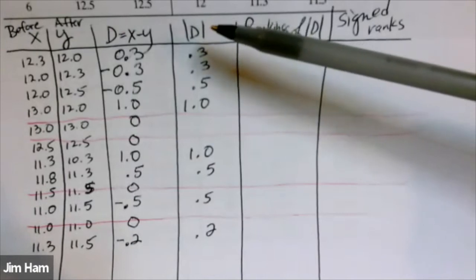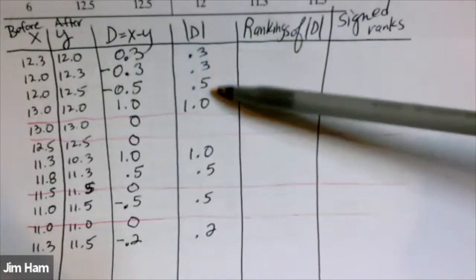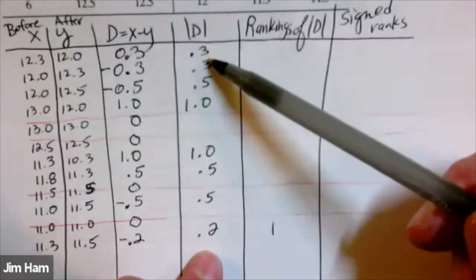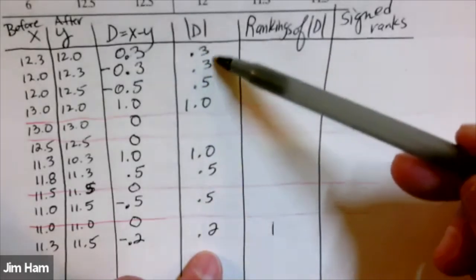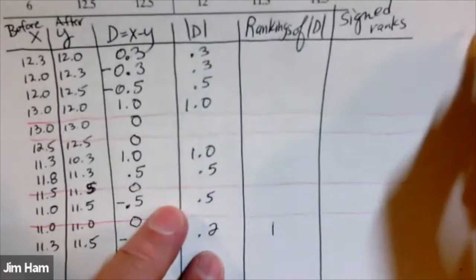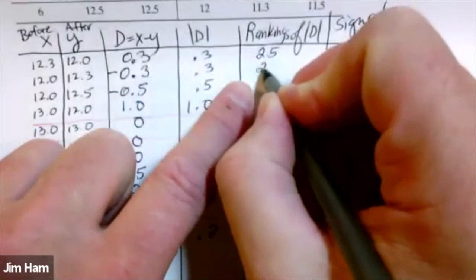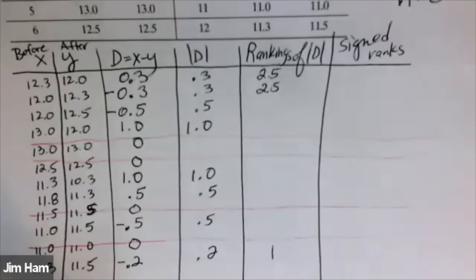So you start with the smallest positive number, and that gets the ranking of 1. When you look at these, the smallest number is 0.2. So that gets the ranking of 1. Then we have rankings 2 and 3. We've already ranked 1. We'll go to these 0.3s. These are the next largest numbers. So we have to take the 2 and the 3, split them, so we get 2.5 and 2.5. Notice those two rankings add up to 5, just like the rankings 2 plus 3 would add up to 5.